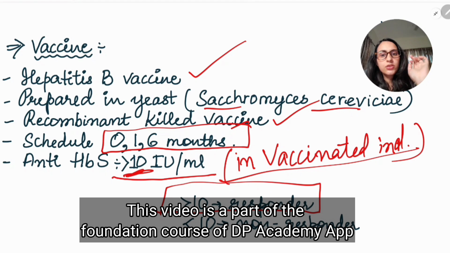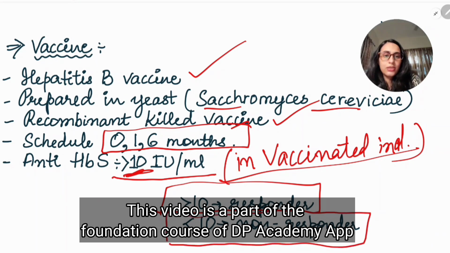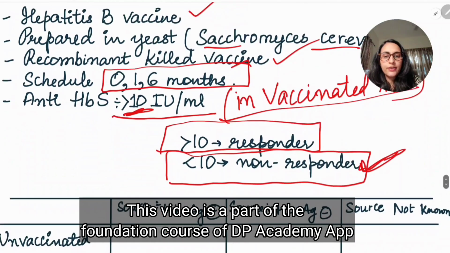If the person is vaccinated, but the antibody titer comes less than 10, see, I told you in the vaccinated it comes more than 10. But if you do the antibody titer and it comes less than 10, then the person is a non-responder. That means vaccination is done, but antibodies have not been produced in this individual. So this is the non-responder category.